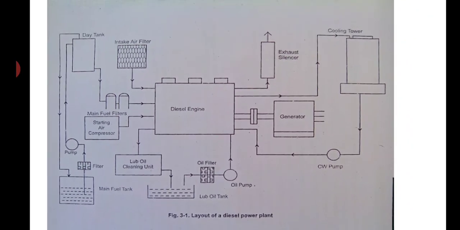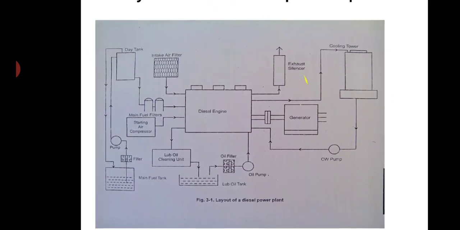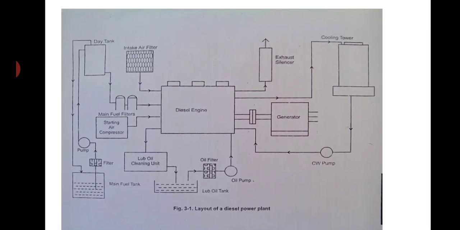So here two things are there actually. Not only cleaning, there will also be a cooling unit, because the oil becomes hot, so it has to be cooled. It will also carry some burnt particles of the fuel. So there is a cleaning and cooling unit for lubrication. So we have now seen the layout of the diesel power plant, and in the layout we have seen the fuel oil circuit, that is the diesel circuit. Then we have seen the air circuit. Then we have also seen the lubrication oil circuit, and lastly we have also seen the cooling water.